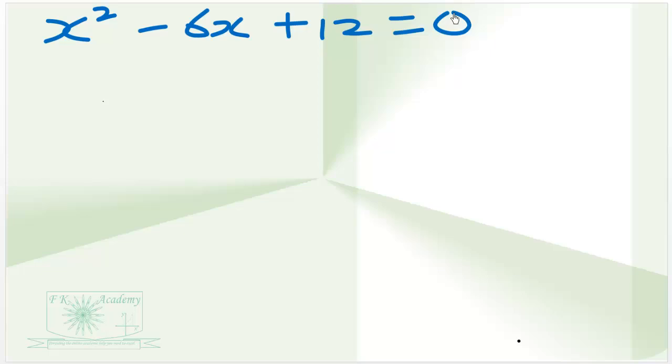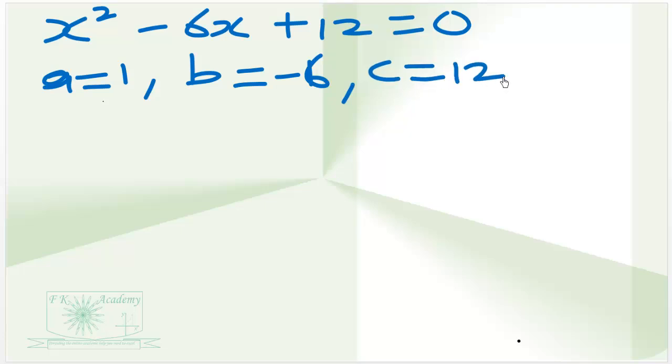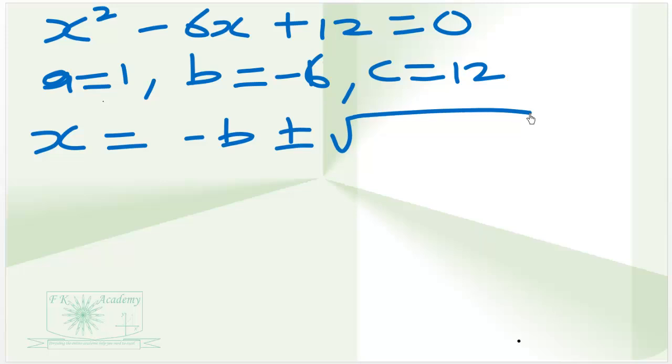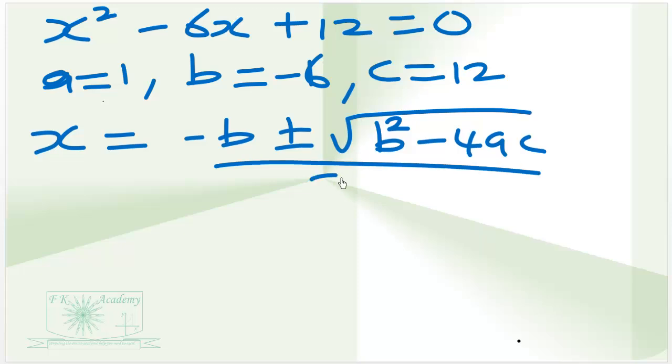Notice that this is a quadratic equation and we have the coefficient a, which is the coefficient of the quadratic term, b, the coefficient of the linear term, negative 6. Then we have the constant c to be 12. So recall that x is given by negative b plus or minus square root of b squared minus 4ac divided by 2a. So we plug in the values.